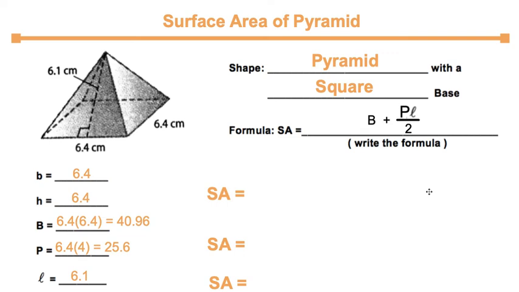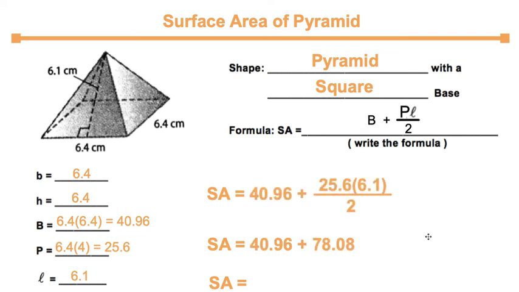So if we apply those numbers in our formula and quickly do some calculations, our surface area of this square pyramid will be 119.04 centimeters squared.